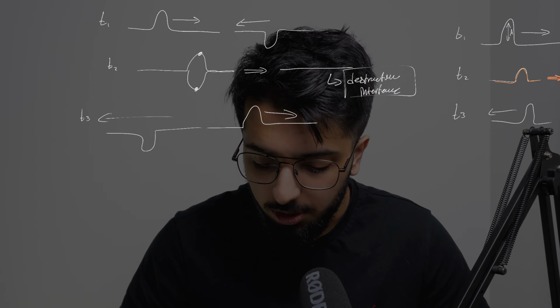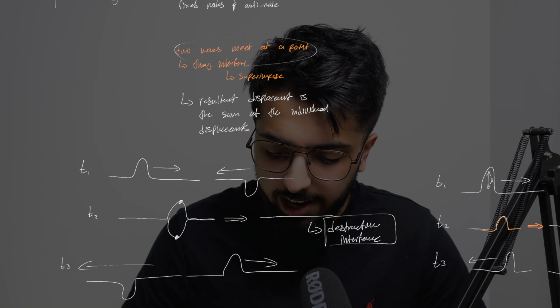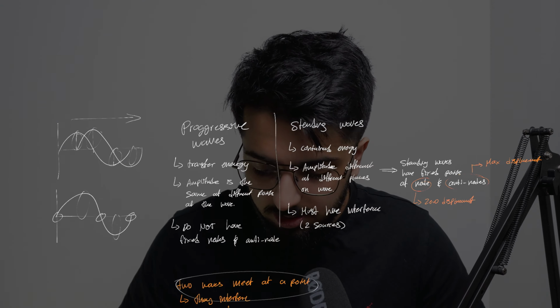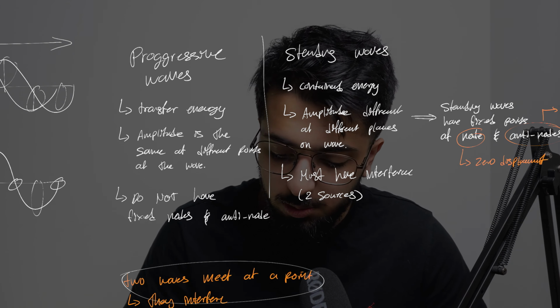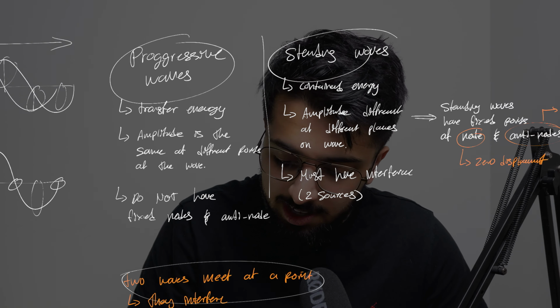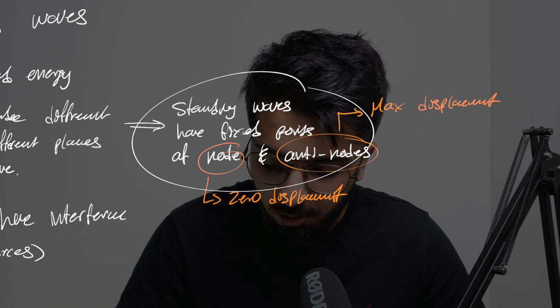So in this video, I'll be going through a step-by-step explanation of how a standing wave is formed. And in that explanation, we'll begin to see the difference between progressive waves and standing waves. The key difference between standing waves and progressive waves is the idea that standing waves have fixed points of nodes and antinodes.